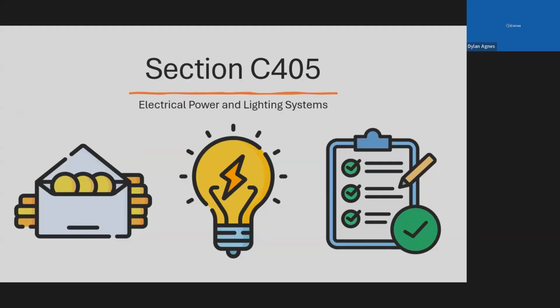We're gonna go ahead and get started. So I'm going to be covering section C405, which deals with the electrical and power lighting systems. I like to basically break this section up and reorganize it so that it's more applicable to the standard design process. Also know that I don't have enough time to go through all of the changes of 2024. So I'll just be going over the major ones.